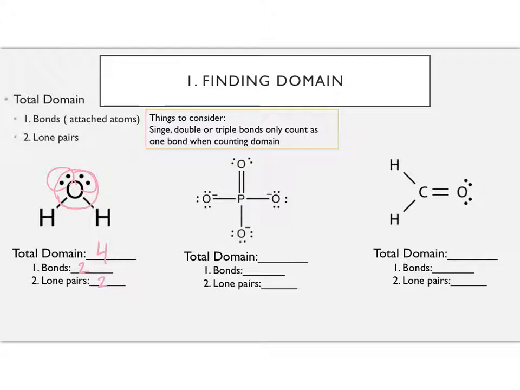The next example in the middle, when we're looking at phosphorus, our total bonds is going to equate to 4, because we want to remember that double bonds only count as 1. It does not have any lone pairs on the central atom, so therefore our total domain is 4. In the last example, our central atom is carbon. You can see that carbon has 3 bonds coming out of it because double bonds count as 1. Therefore, it has no lone pairs, so we're going to write 0. The total domain is going to be 3.